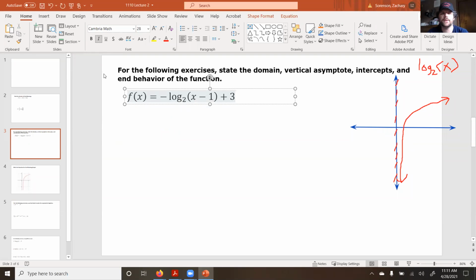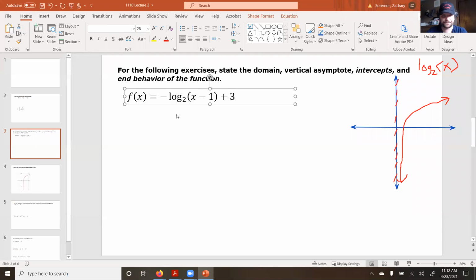Okay, so here I want to find my domain, find my vertical asymptote, find my intercepts. I might skip this one, so let's put it in italics. I will talk about it briefly though. And I want end behavior too. Let's skip that part.